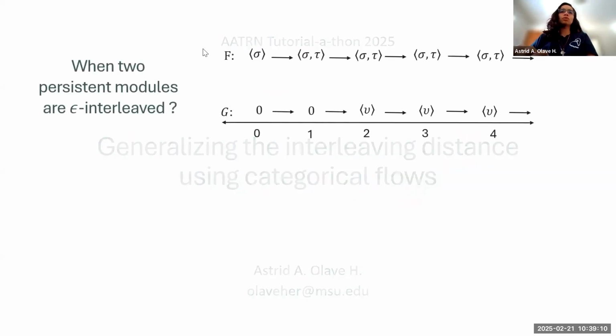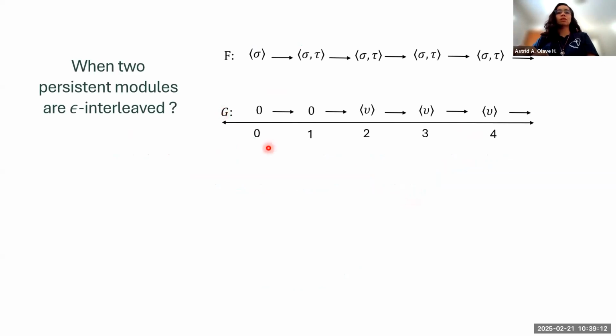Let's take two modules, f and g, persistent modules. They are assignments from the real numbers to modules or vector spaces. Here we have them generated by these elements, and I want to compare them. Maybe I cannot do it one-to-one, but I can do some shift to do it.